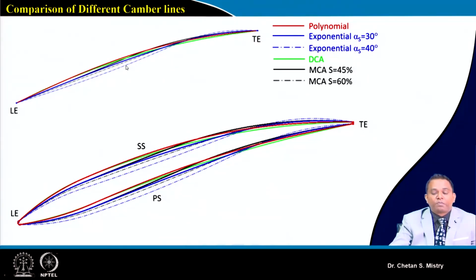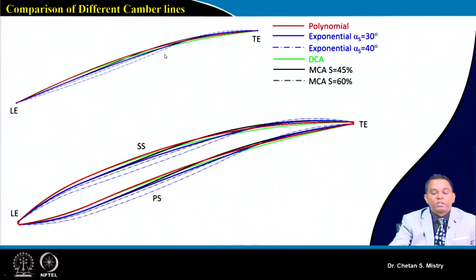Here in this case, for the exponential, when we have our alpha s, that's the inflection angle, at 30 degree and 40 degree, we will have clear variation. That's what happens in the upstream condition. Just look at the downstream condition also. So the location of this inflection point is very important. We need to be very careful about that point.